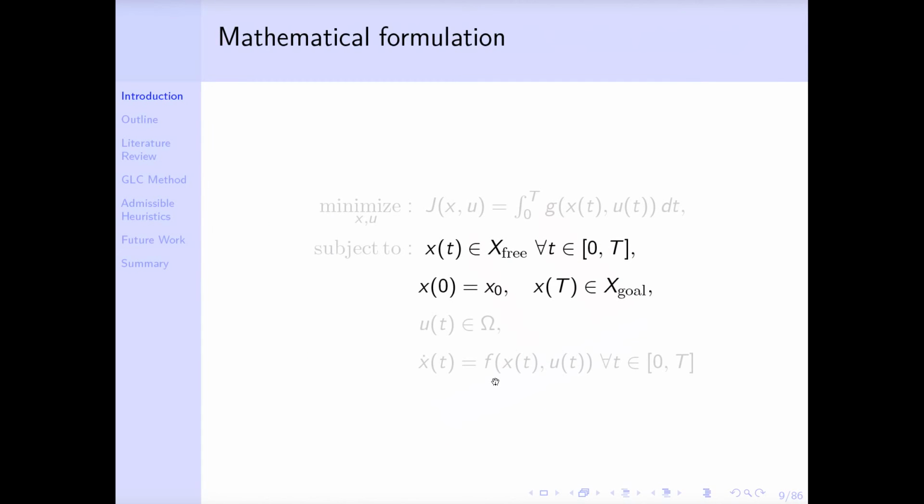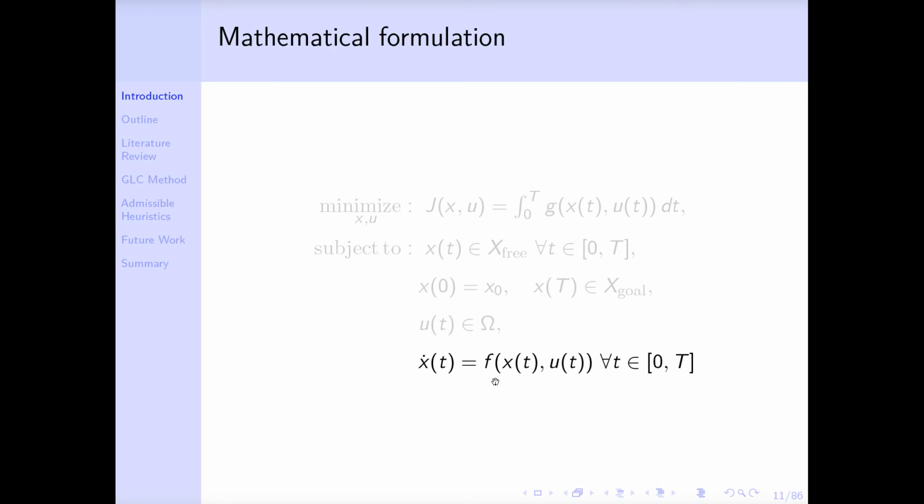So we can formulate this problem mathematically as a nonlinear optimization. We'd like to compute a trajectory x that at each instant in time t belongs to a set of admissible states, x free. At the initial time t equals 0, the trajectory has to be at an initial state, x0, and at the terminal time, the trajectory has to be in the goal set, x goal. Secondly, we also need to compute a reference control signal u that is constrained at each instant in time t to belong to a set of admissible control inputs omega.